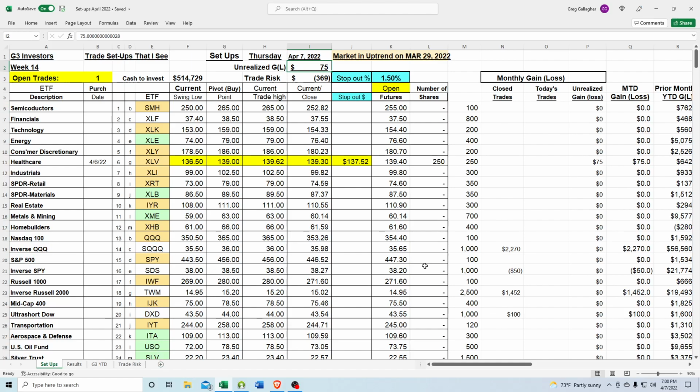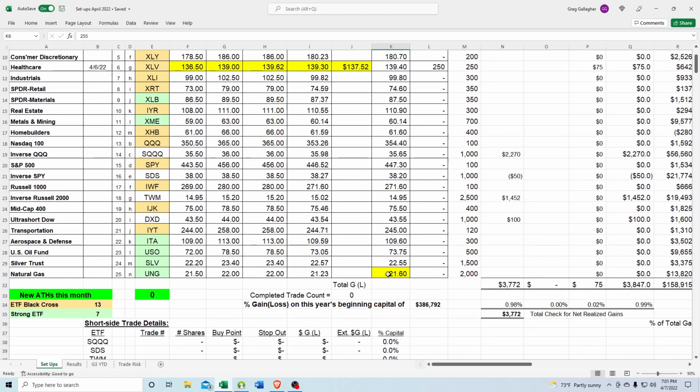This is what happened Wednesday. In the morning I go through the futures to find out what is going to trigger at the open. So if we look at this, that's not going to trigger. If the buy point is 265, it's not going to trigger at 255 for the semiconductors. Well, we're already in that one, so we don't have to worry. How about the banks? No, it's not a go. So on and so forth.